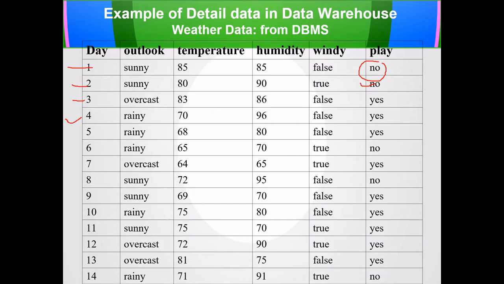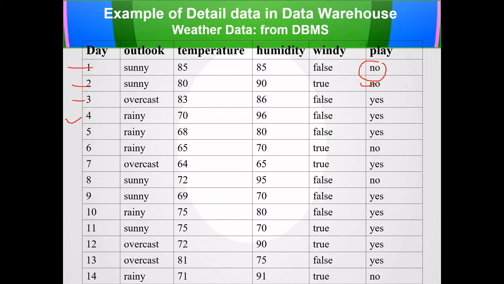This is one example of the detailed data that we use in the data warehouse. This is the format in which we store detailed data in the data warehouse. Why is it detailed data? Because it contains day wise data. A total of 14 days of data is represented here day wise.